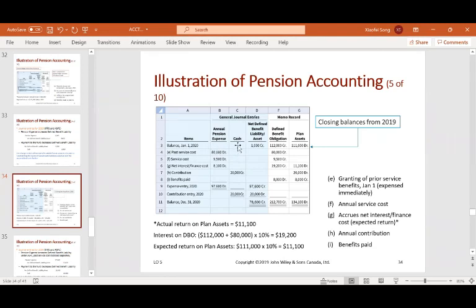There will be cash, but the cash affects so many things, so we just don't worry about that. We just focus on the impact. But now we have a liability of $1,000. That's the net defined benefit liability.